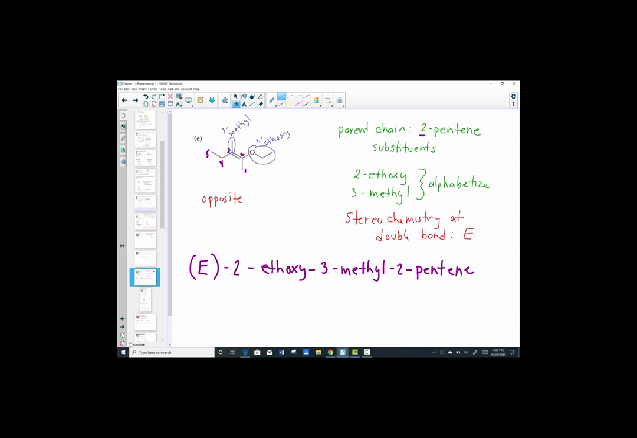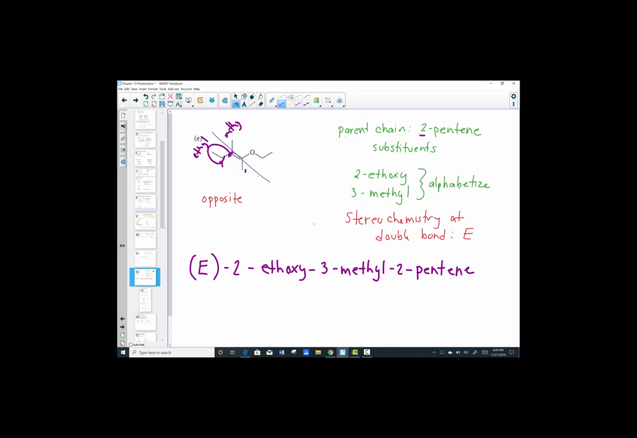And the final thing, did you remember to consider stereochemistry? That was the part where you had to decide, based on seeing a double bond, is this an E or a Z configuration? So that's where I just draw a line through the double bond and see what priority lies on either side of the double bond. The highest priority in this particular carbon would be the ethyl over the methyl.